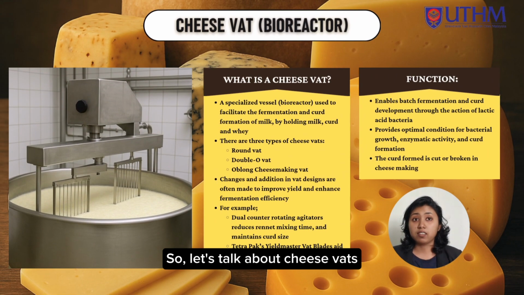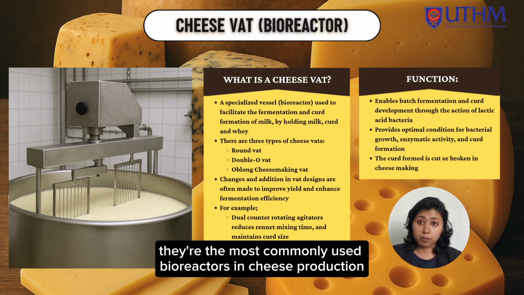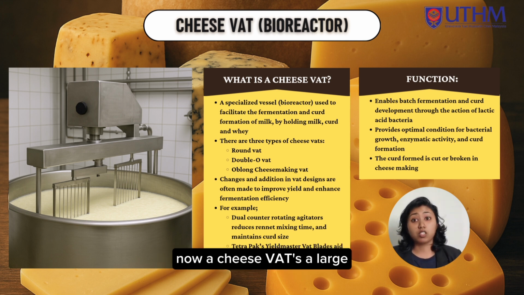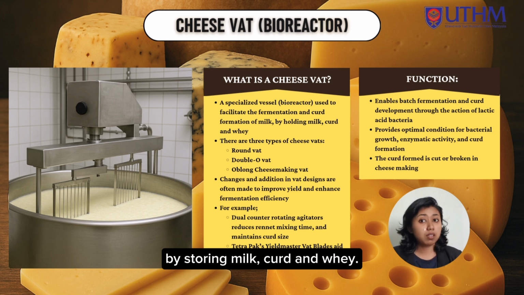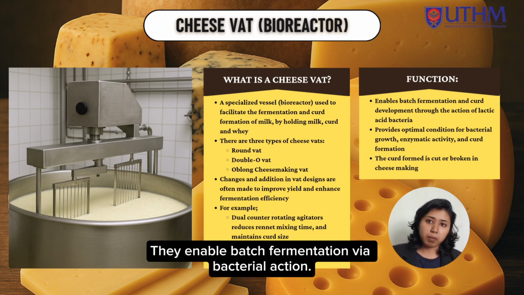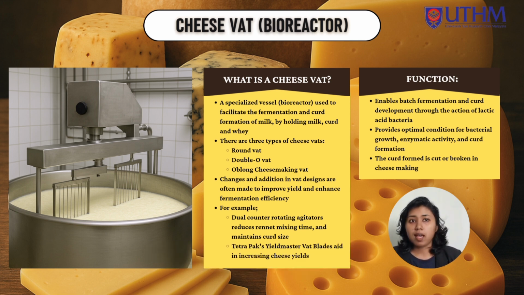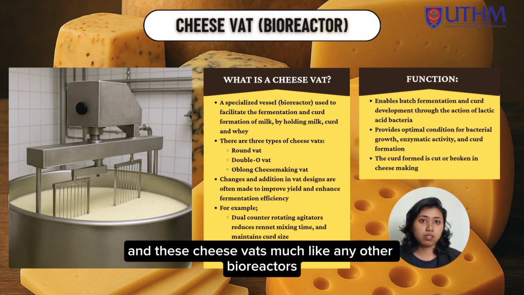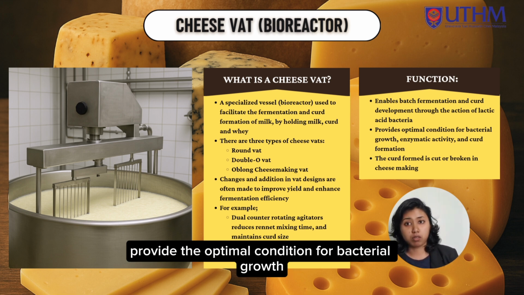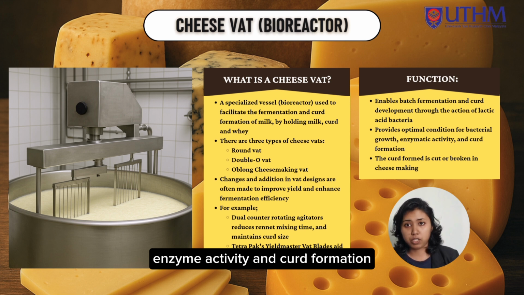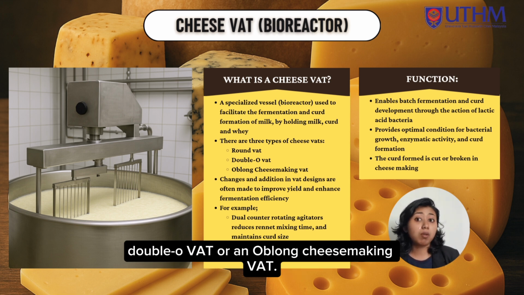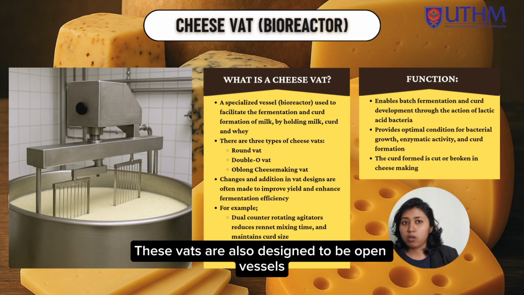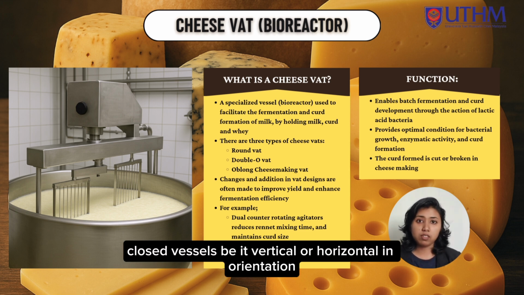So let's talk about cheese vats. They're the most commonly used bioreactors in cheese production. Now, a cheese vat is a large specialized vessel used to facilitate the fermentation and formation of cheese by storing milk, curd, and whey. They enable batch fermentation via bacterial action. Much like any other bioreactors, these cheese vats provide the optimal conditions for bacterial growth, enzyme activity, and curd formation. Most cheese-making industries have either round vats, double-O vats, or oblong cheese-making vats. These vats are also designed to be open vessels or closed vessels, be it vertical or horizontal in orientation.